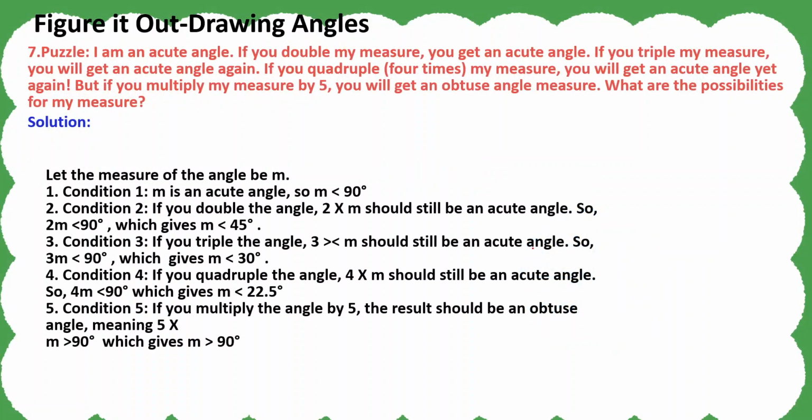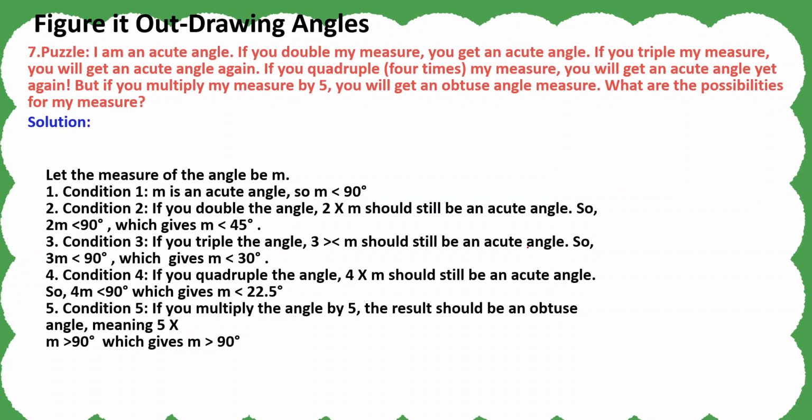Question number 7. Puzzle. I am an acute angle. If you double my measure, you get an acute angle. If you triple my measure, you will get an acute angle. If you quadruple, meaning 4 times my measure, you will get an acute angle. But if you multiply my measure by 5, you will get an obtuse angle.